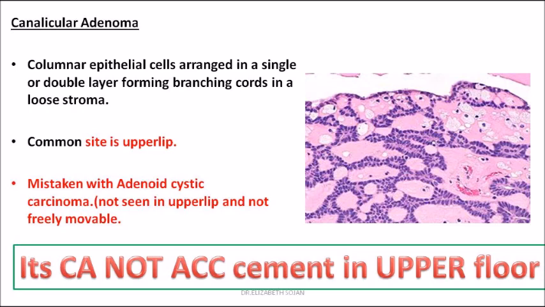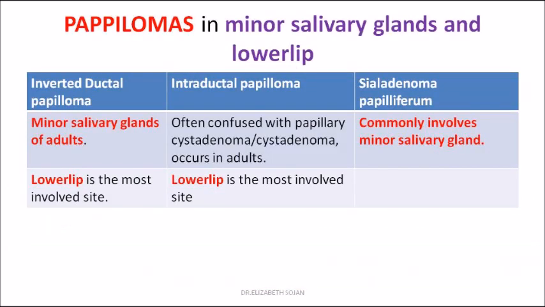Understood? Clear? Now coming on to papillomas. Papillomas are seen in minor salivary glands and the lower lip. Papillomas are of three different types: inverted ductal papillomas, intraductal papillomas, and sialadenoma papilliferum. But from the MCQ viewpoint, only this point is important: papillomas are mostly seen in the minor salivary glands and lower lip. They are rarely associated with the major salivary glands.